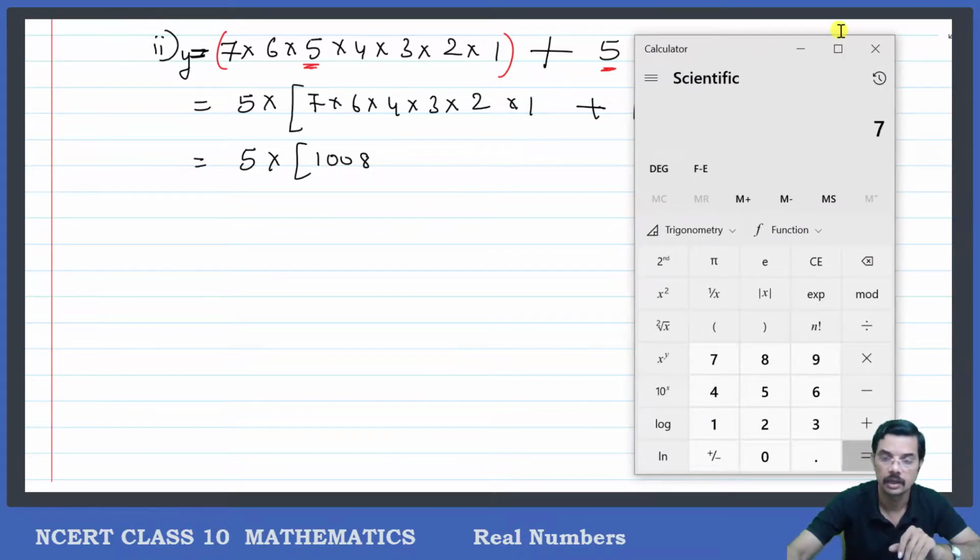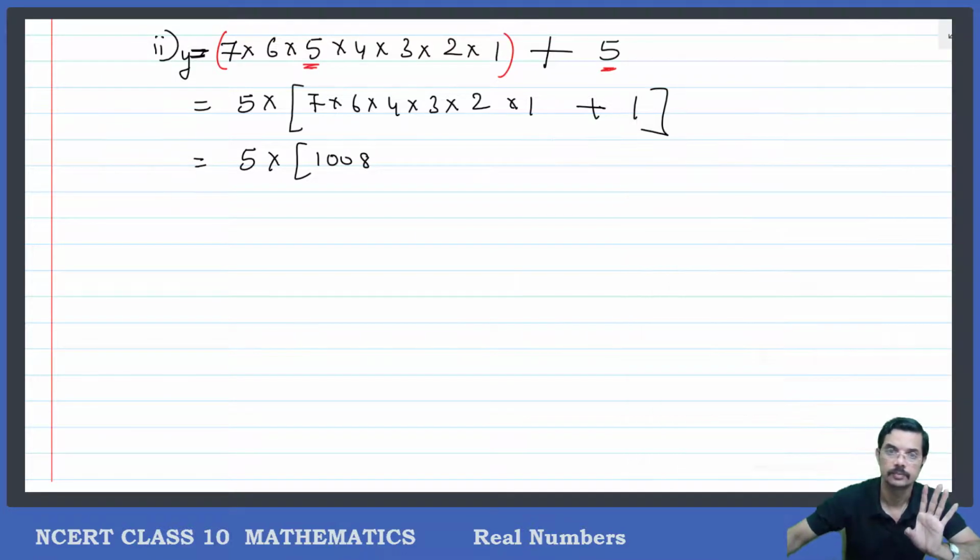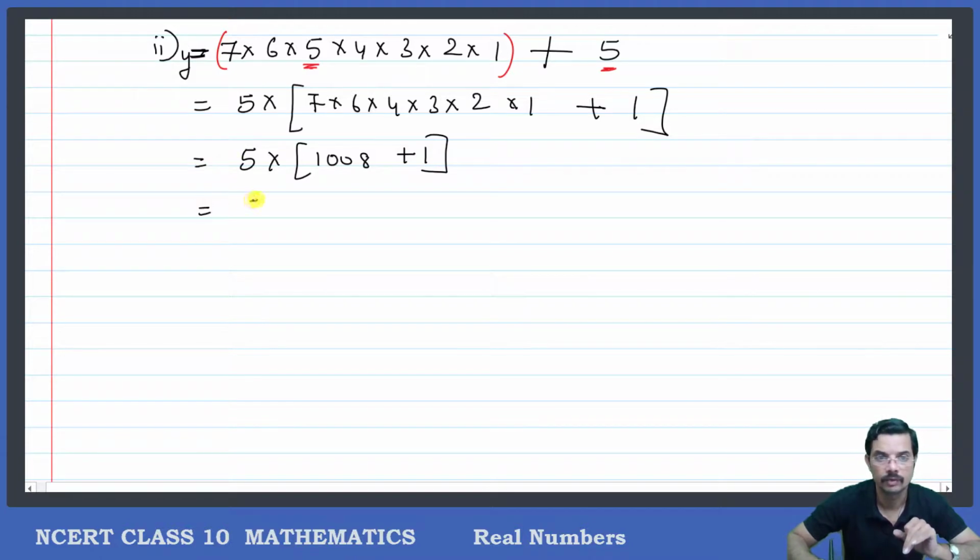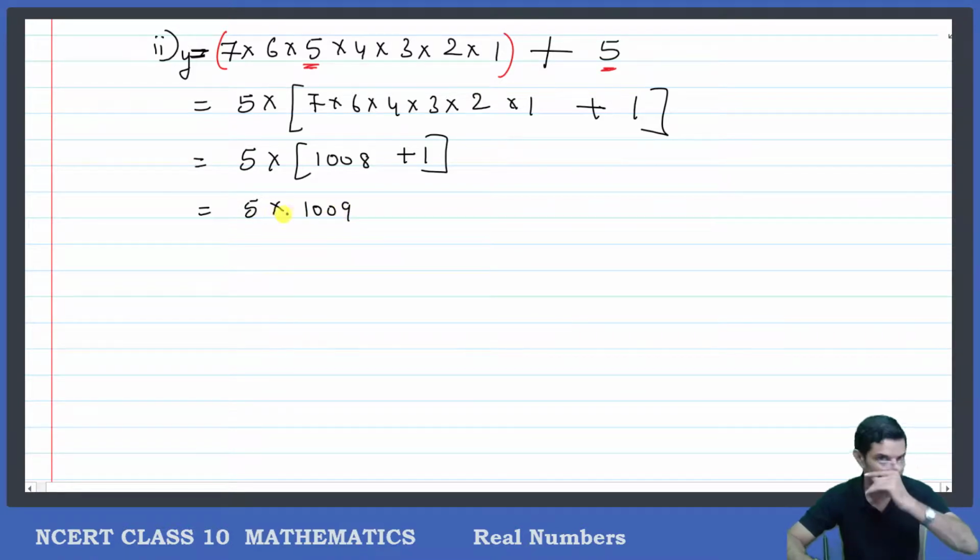7 into 6 into 4 into 5 into 3 into 2 into 1. Okay, I'll put it equal to... 1008. Okay, so I have written that, and then plus 1. So this is 5 into 1009. So there are two numbers. These are the two numbers.